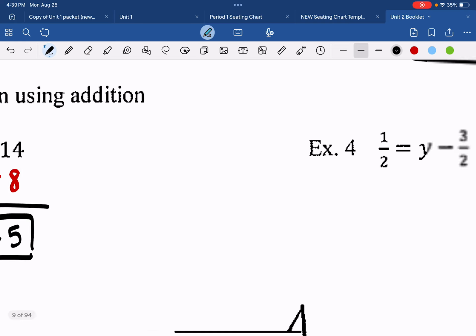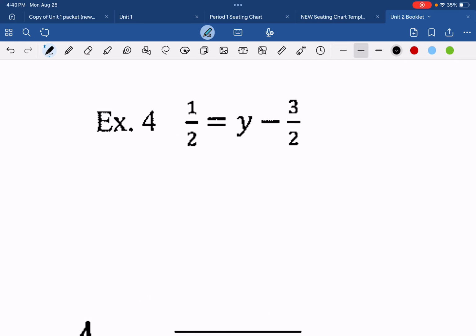Go ahead and try number 4. Oh, actually, pause. Don't try number 4 yet. Number 4, don't panic. We see these fractions and we start to lose our marbles. Don't panic. What do you notice about these fractions? They've got the same denominator. If they've got the same denominator, I'm able to add or subtract them. I don't have to do anything to them. So don't overthink it. Let's just treat these fractions like any other number.